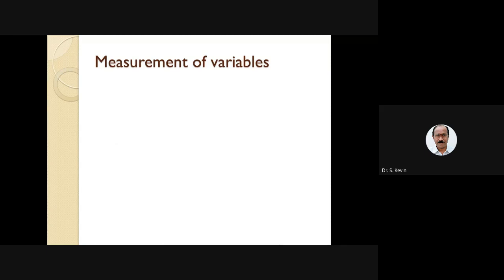Okay, now we are moving on to the second aspect of our questionnaire preparation, which is the measurement of the variables.